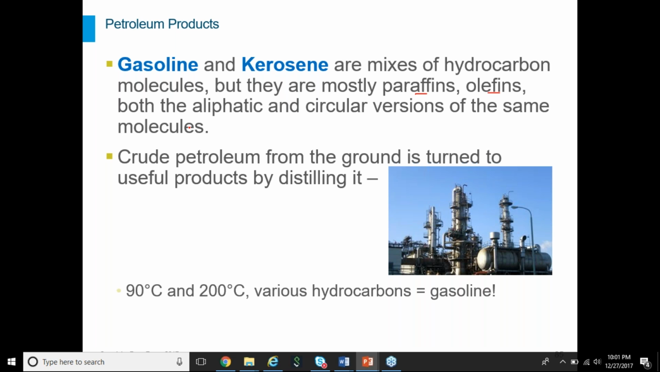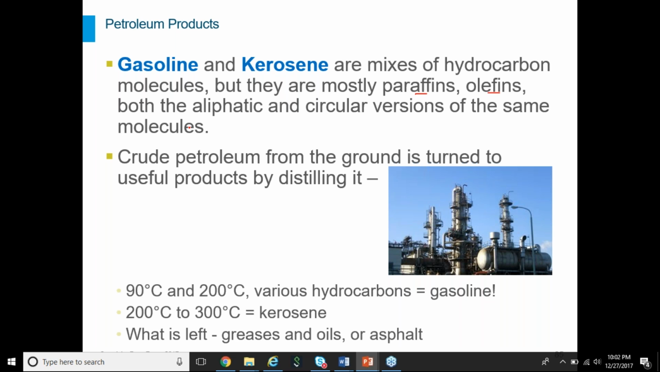The things that escape it between 90 degrees Celsius and 200 degrees Celsius and then are recaptured, those are a bunch of different hydrocarbons, and those are what make gasoline. So they raise it to that temperature. Everything that comes off of it becomes gasoline. They raise it a little higher. Everything from 200 to 300 degrees Celsius that escapes and is recaptured is called kerosene.